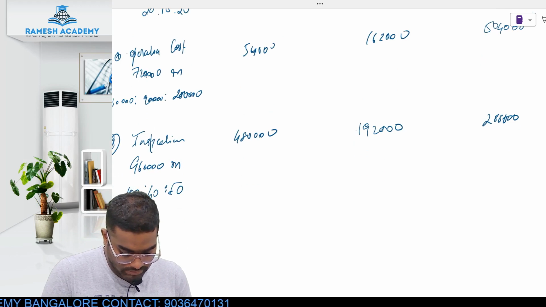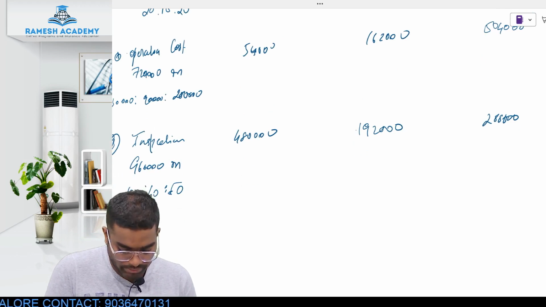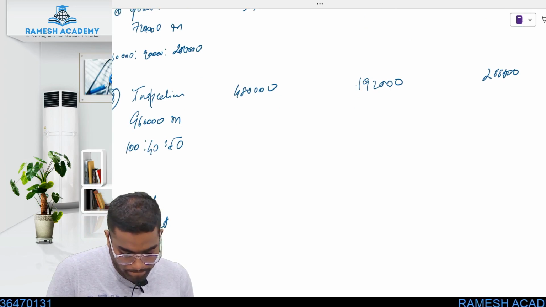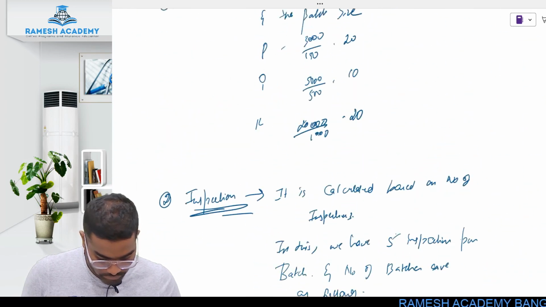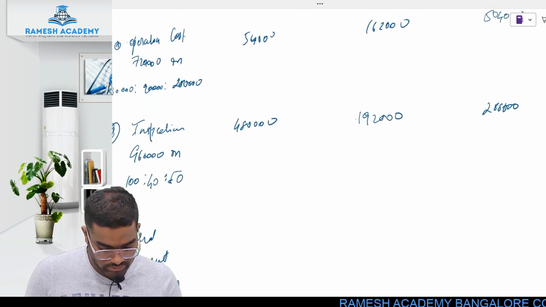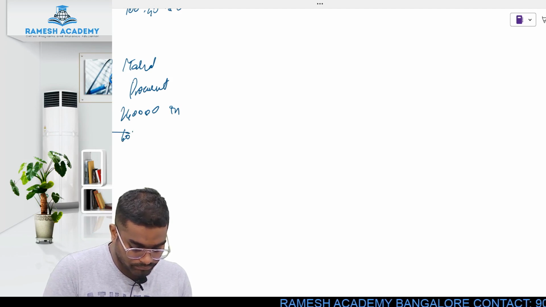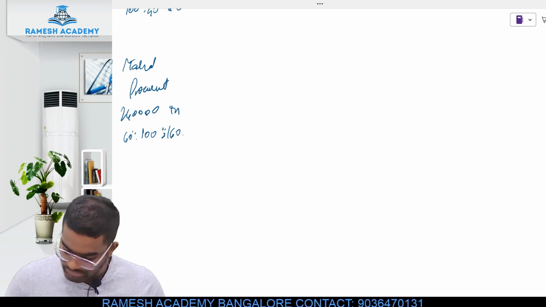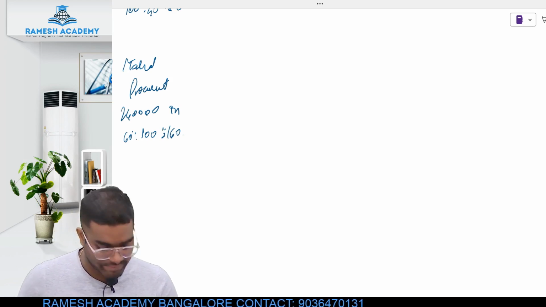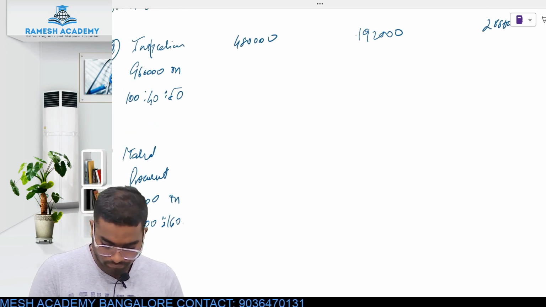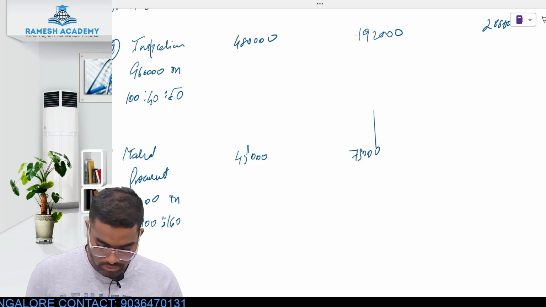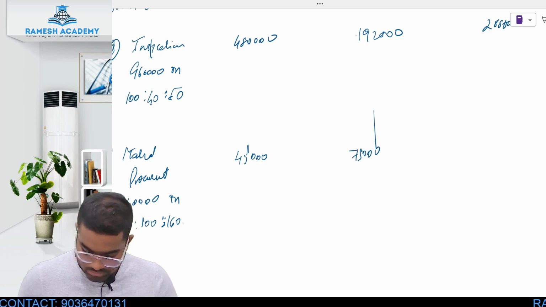Okay, then the last one, material procurement, that is 10%. So 10% of 24 lakh is 2,40,000, in the ratio of 60, 100 and 160. So 60 plus 100 plus 160 is 320. I'll divide 2,40,000 by 320. My rate is 750 into 60, which is 45,000. For 100, it is 75,000. And for 160, it is 1,20,000.